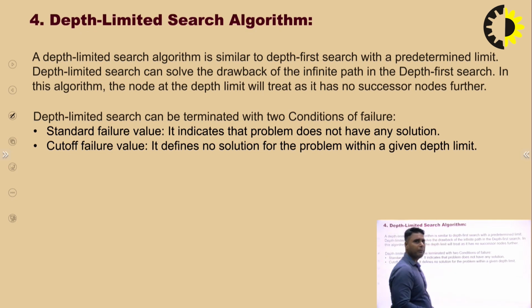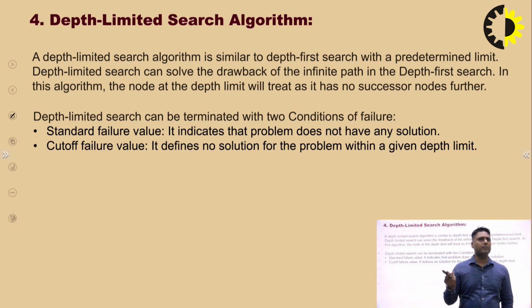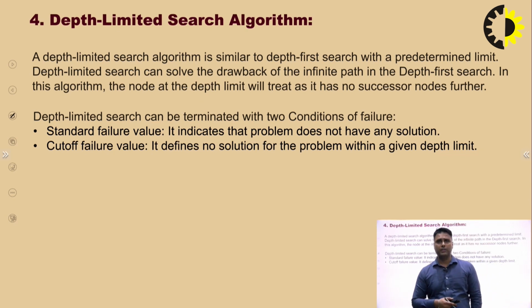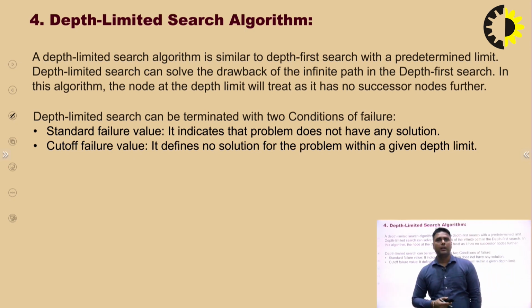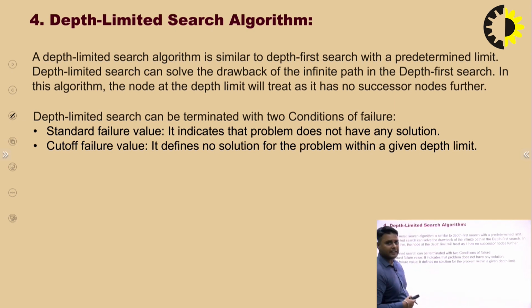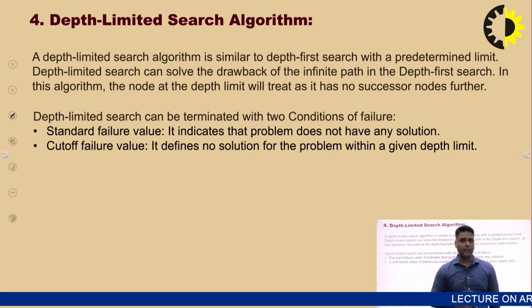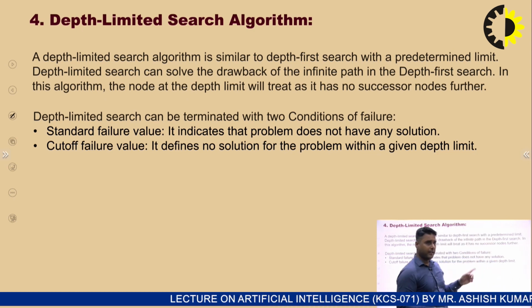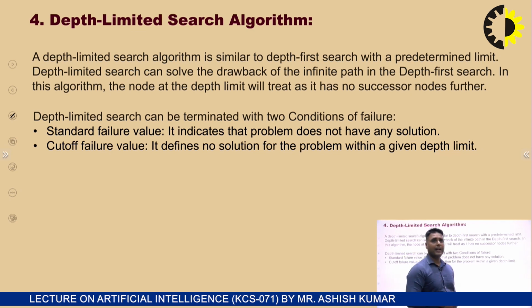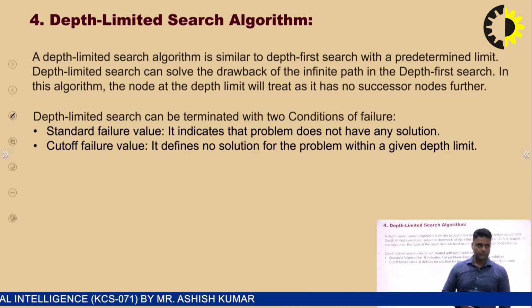Here some points are also mentioned. A depth limited search algorithm is similar to depth first search with a predetermined limit. Depth limited search can solve the drawback of the infinite path in depth first search. In the algorithm, the node at the depth limit is treated as if it has no successor nodes further. And depth limited search can be terminated with two conditions of failure. First, a standard failure value indicates that the problem does not have any solution.